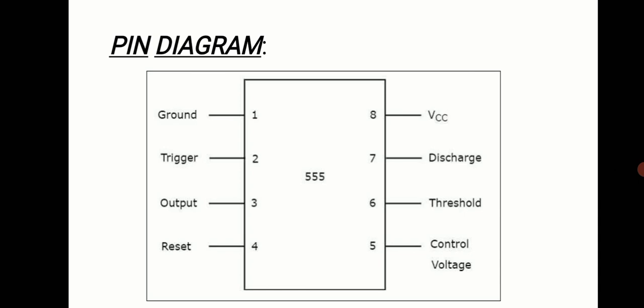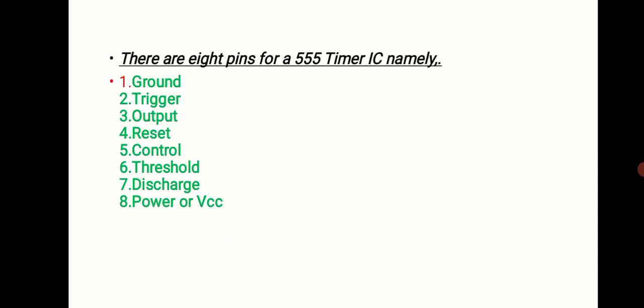Pin diagram of the 555 IC. First pin is ground, second pin is trigger, third pin is output, fourth pin is reset, fifth pin is control voltage, sixth pin is threshold, seventh pin is discharge, eighth pin is VCC. There are 8 pins for the 555 timer IC.